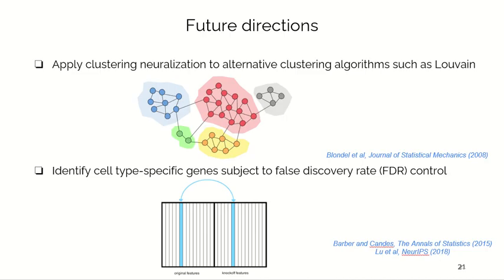Finally, we will briefly introduce the future directions which we are pursuing. One possible extension is to apply clustering neuralization to alternative clustering algorithms. For example, in the context of scRNA-seq analysis, Louvain clustering is commonly used and may be a good candidate for neuralization. Also, you may notice that currently it's under the user's control to choose the ranking threshold of top-ranked genes. A promising direction for future work is to estimate the confidence for the ranked genes in terms of the false discovery rate, with the help of the recently proposed knockoff framework.